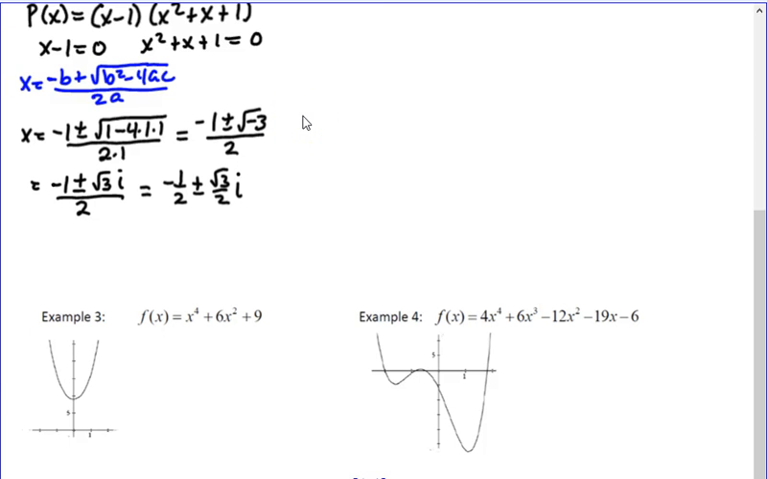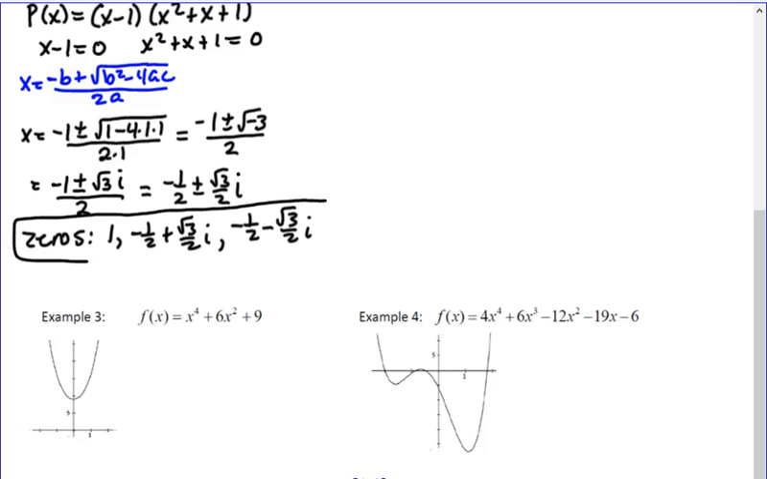So here are our zeros. The zeros are positive 1, negative 1/2 plus the square root of 3 over 2 i, and negative 1/2 minus the square root of 3 over 2 i. So those are the three zeros of the function.